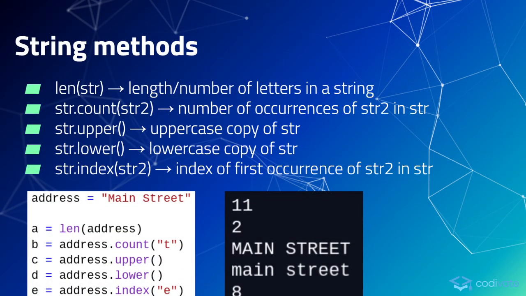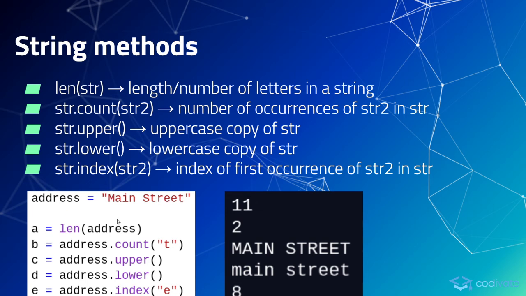Alright, let's look at some string methods. These are just some methods we could use to get information about strings. We can use the len method to get the length or number of letters in a string. For example, we have our string called address here. We have a variable called a, and we're assigning it the length of the address. If we were to print this out, print a, then our output would be 11, because there's 11 characters in here. You can count it out just to confirm. 1, 2, 3, 4, 5, 6, 7, 8, 9, 10, 11.